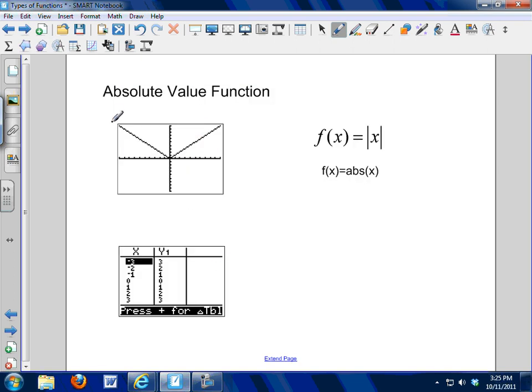Okay, absolute value function. Graph: it's a V. That's the easy way to tell. The equation has these little bars, which mean the absolute value. That means take whatever's inside the bars and make it positive, because it's distance. On your calculator it's noted with this abs x thing.